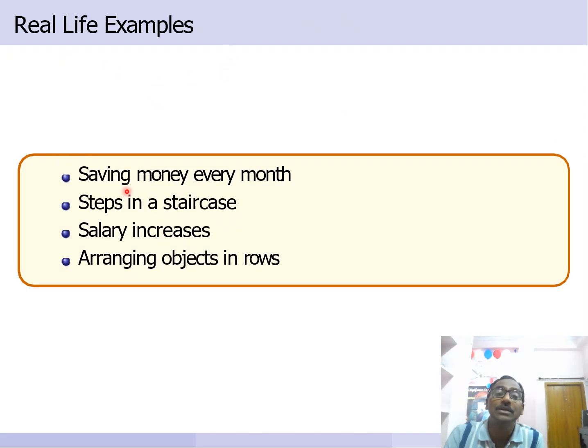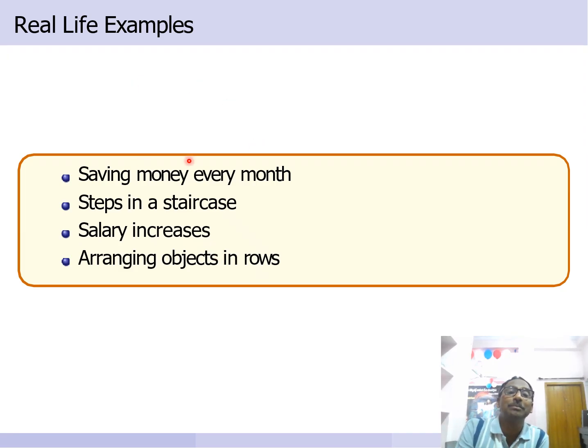Real life examples: saving money every month, steps in a staircase, salary increases, arranging objects in rows. Saving money every month, steps in a staircase increasing one by one, salary increase. All these are real life examples for a fixed number increasing or a fixed number decreasing.